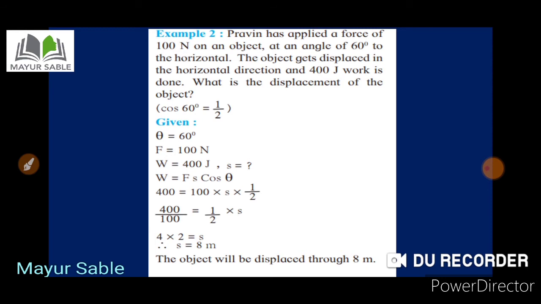So likewise, you have to solve more examples. You have to practice more examples from your textbook.